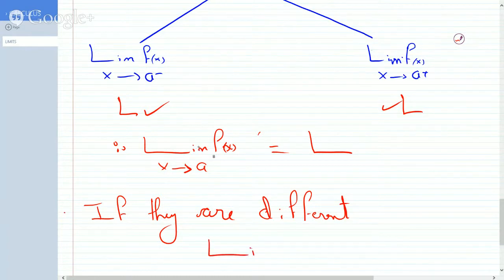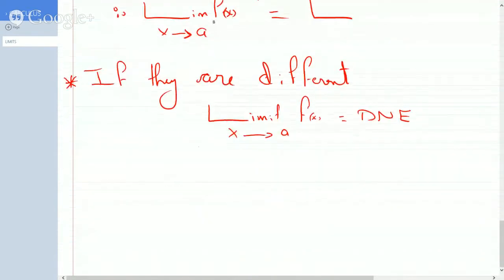So, the limit of f of x as x approaches a equals DNE. DNE means does not exist. Okay? Let's take examples on this.